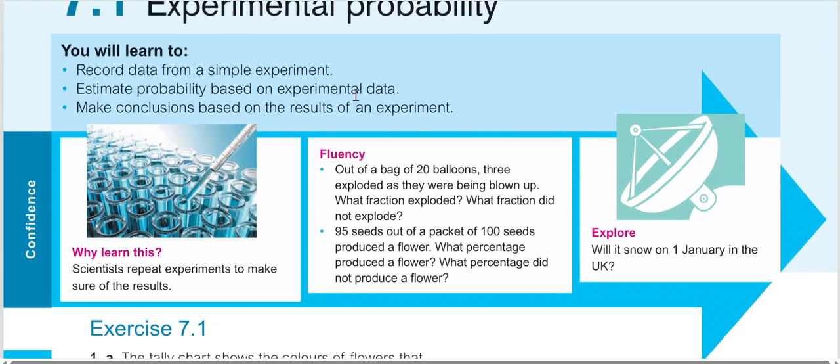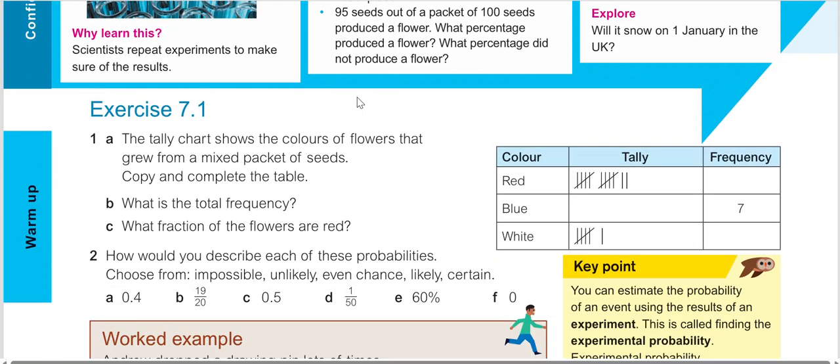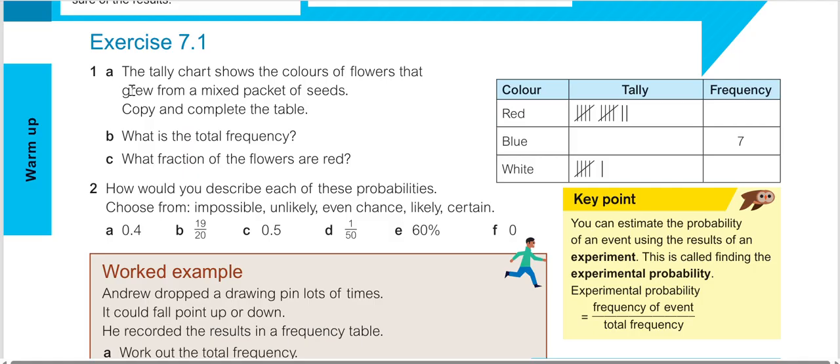We are going to discuss probability 7.1, experimental probability. So let's go straight to the exercise. In 7.1 question 1a, the tally chart shows the colors of flowers that grew from a mixed packet of seeds. Copy and complete the table.